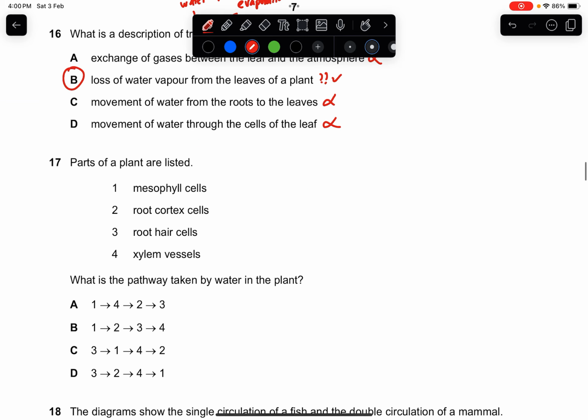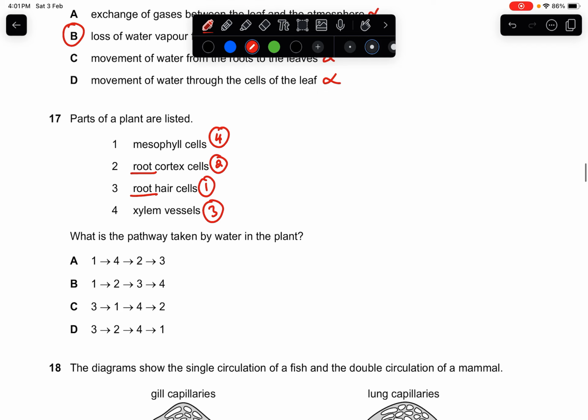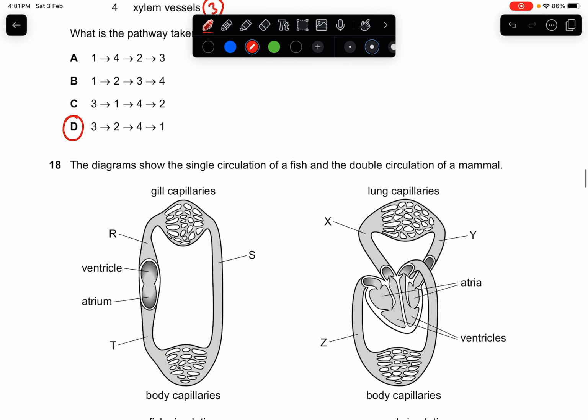Question 17. Parts of a plant are listed. What is the pathway taken by water in the plant? So they start from the root, definitely. So let's find out the correct answer. It always starts from the roots. This is the first one. Then what it goes to next is the root cortex, because root. Then third is the xylem vessel, because the xylem is a tissue that can transport water and mineral ions. Then it reaches the mesophyll cell. So the answer for this question is D.